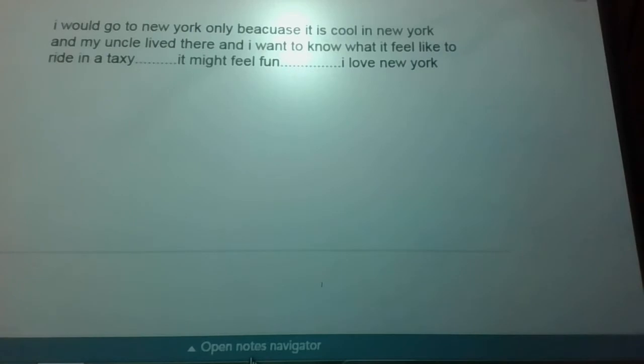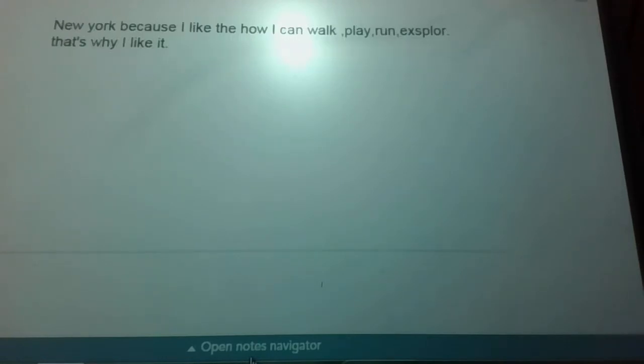Someone said, I will go to New York only because it is cool in New York and my uncle lives there. And I want to know what it feels like to ride in a taxi. It might feel fun. I love New York. Good job to that person. New York because I like how I can walk, play, run, explore. That's why I like it.